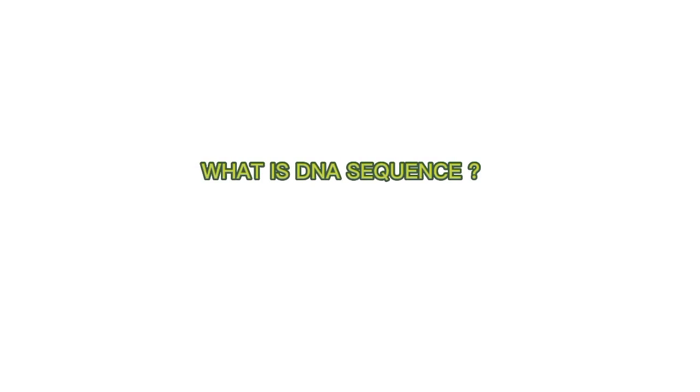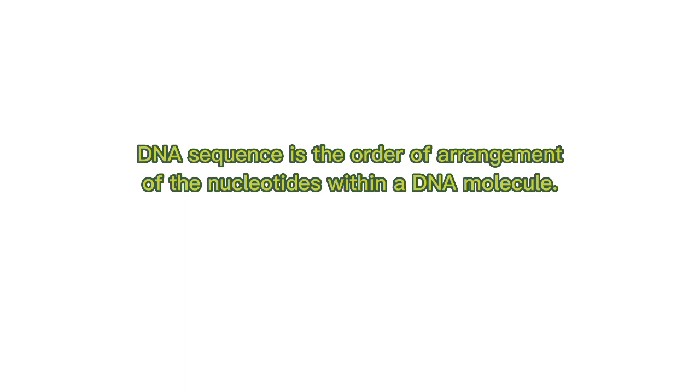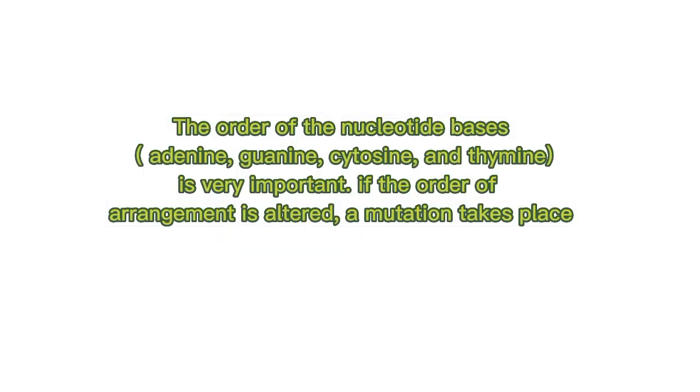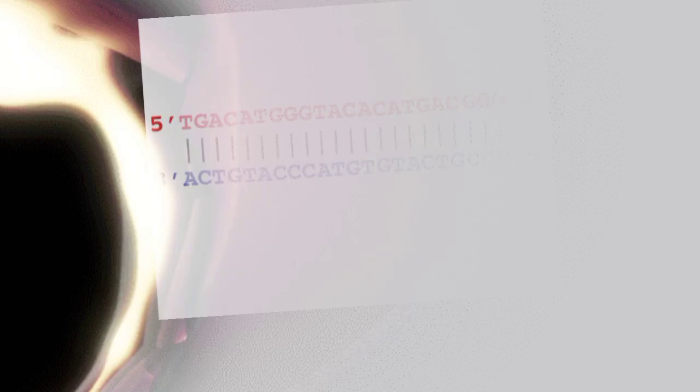To understand gene mutation properly, we need a prior knowledge of DNA sequence. So let's do a little review on that. DNA sequence is the order of arrangement of the nucleotides within a DNA molecule. The order of the nucleotide bases within a DNA molecule is very important. The nucleotide bases are adenine, guanine, cytosine, and thymine. The order is very important, and so if the order is altered, a genetic mutation takes place.